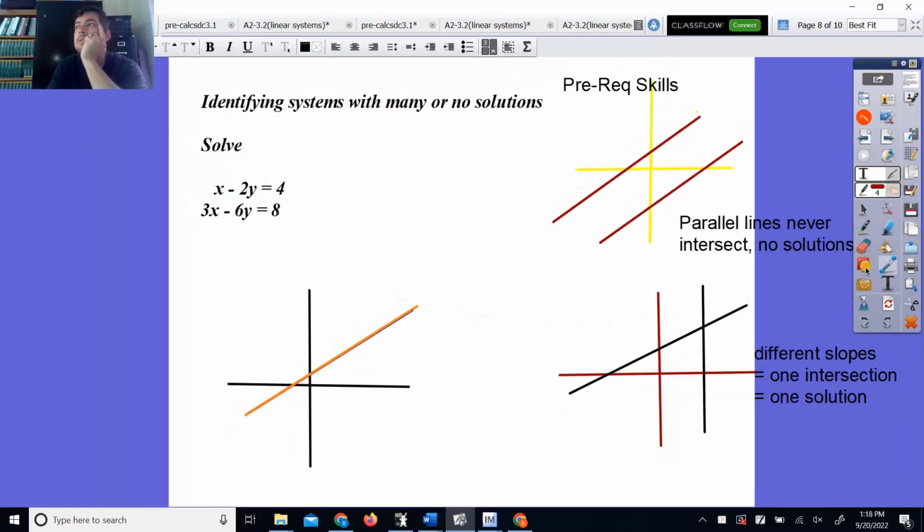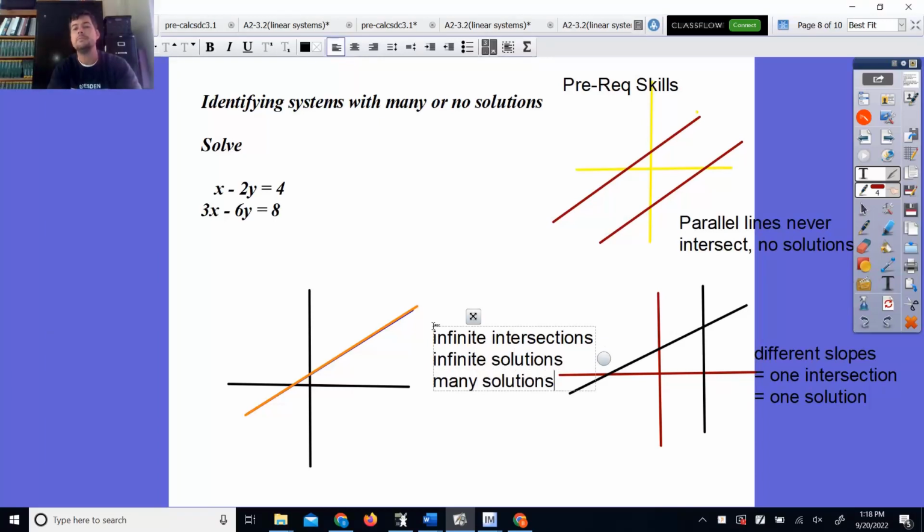How many intersections? It's the many. Infinite intersections, infinite solutions. And here that would be the many solutions. There's your three cases that can happen.